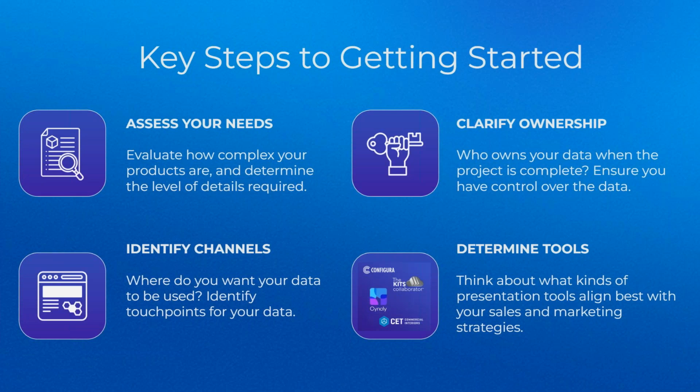Okay, key steps to getting started. First, assess your needs: evaluate how complex your products are, and determine the level of detail required. That's basically when you are building a catalog from zero, if you don't have any product data built already, or if you're looking into adding new products, because maybe you will be adding a new product line, and the way you have to specify it might be different from other existing products that you have.